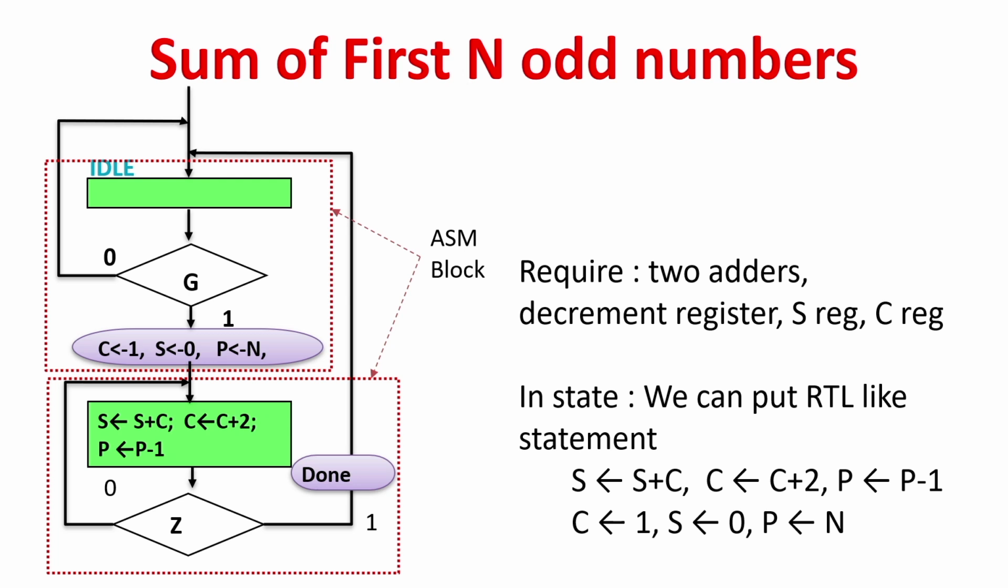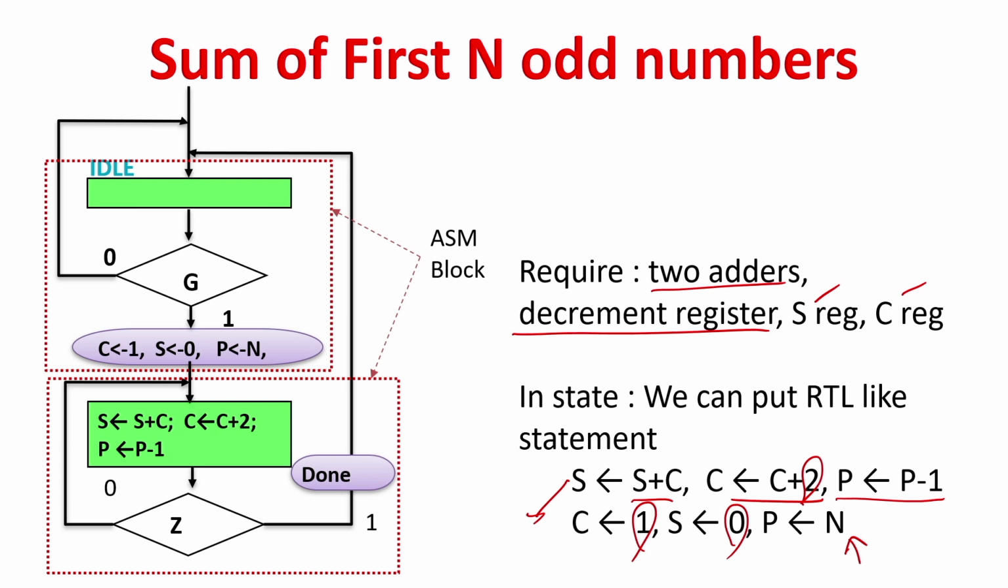Clearly in this case we require 2 adders and 1 decrementer. We also require 2 registers: an S register and a C register. And 2 constants. This is a constant, this is a constant, and this is again loading, and this is the input from the external world. And what is the output? S is the output to the external world.